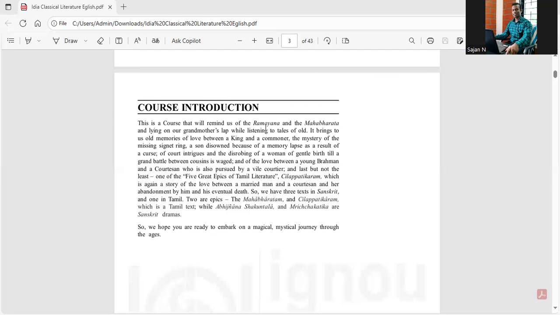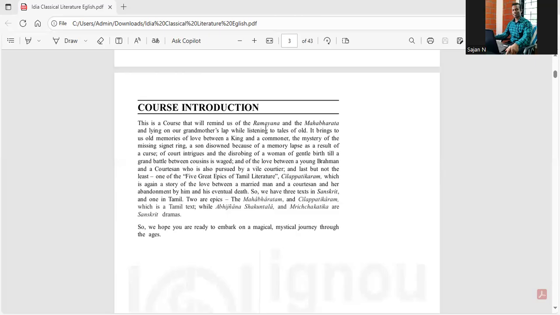So what actually happened was, when Durvasa cursed Shakuntala, immediately her friends came and pleaded with Durvasa to give a solution to this problem. So Durvasa then told them that Dushyanta will remember her when he is given a token. Now, the token is the ring. Actually, Dushyanta gave his ring to Shakuntala.